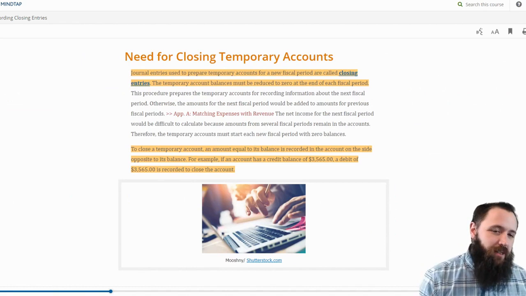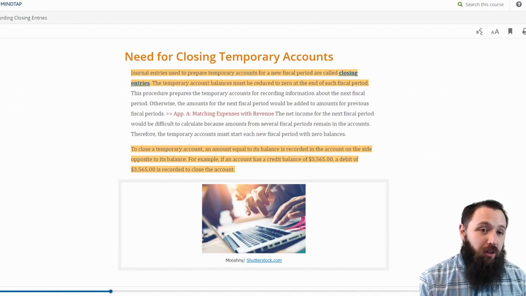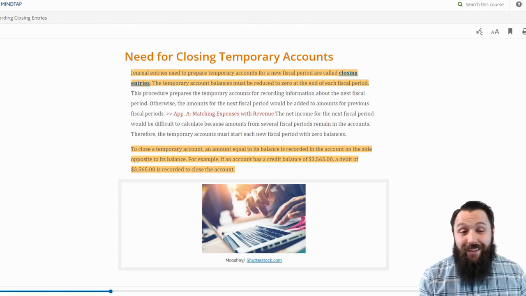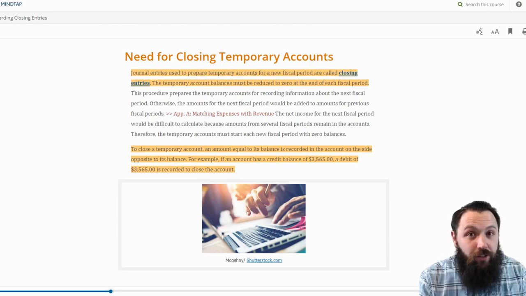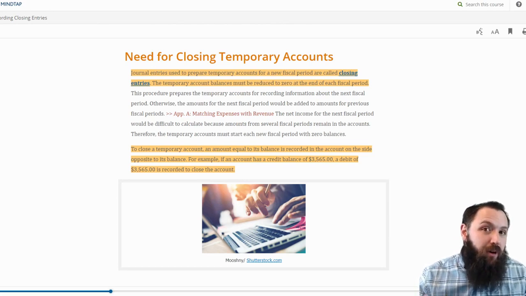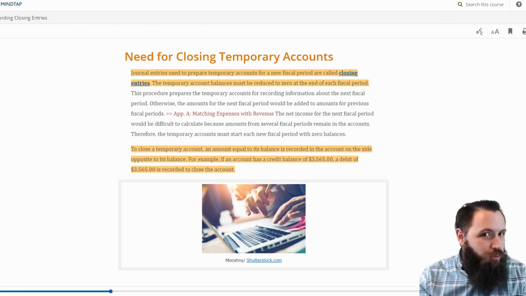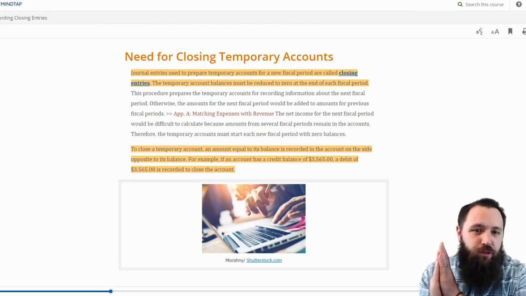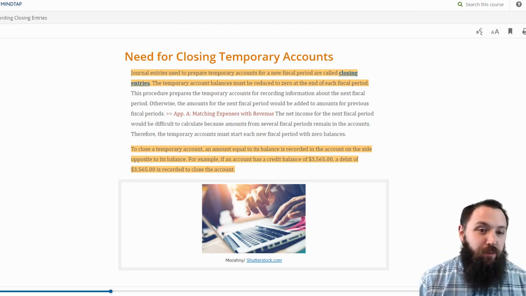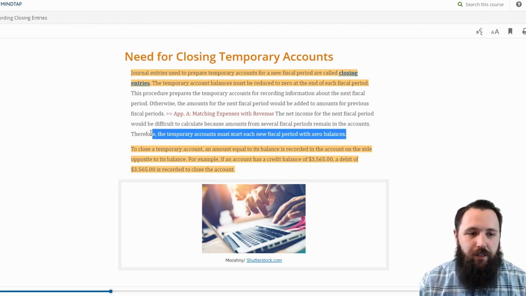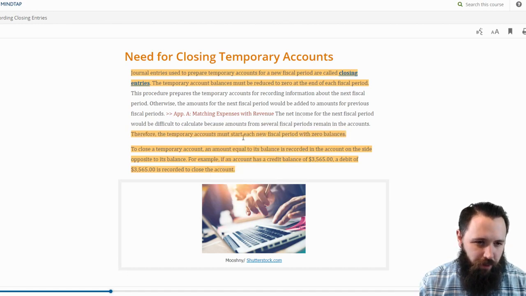So the need for closing these temporary accounts, we're going to have journal entries, and they're going to be used to prepare those temporary accounts for the new fiscal period, and this is going to be called closing entries, which essentially means that a temporary account has a balance, and we are now going to perform a closing entry so that balance goes down to 0. The procedure prepares the temporary accounts for recording information about the next fiscal period. So all temporary accounts should start the new fiscal period with 0 balances. That's the goal here. That's what we want to do.